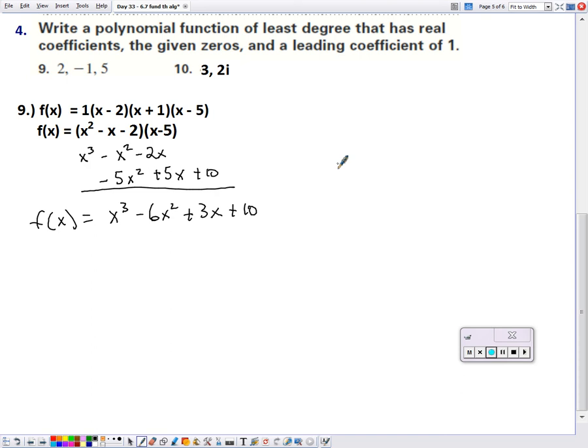Okay. The last one we're going to do before you can start your homework is going to be number 10, which is to write a polynomial function that has zeros of 3 and 2i. Now, if you think about it, the only way I can get a 0 of 2i is to be in the situation where I had x squared equals negative 4. Because then I would take the square root of both sides and get x equals plus or minus 2i. So if 2i is a 0, negative 2i has to be a 0 also.